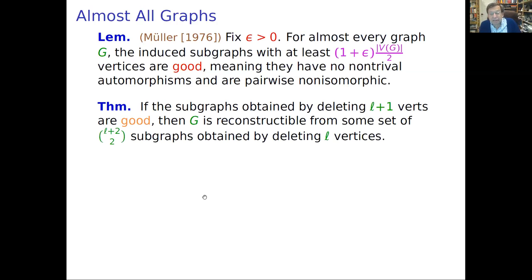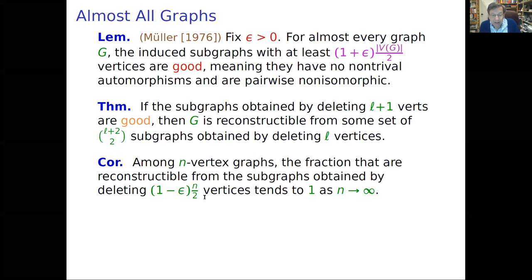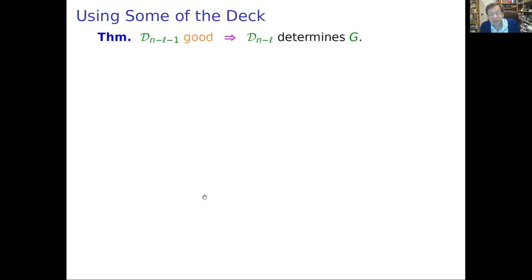So the theorem we prove is that if the subgraphs that you get by deleting L plus 1 vertices have this nice property, no non-trivial automorphisms and pairwise non-isomorphic, then G will be reconstructible from some set of just L plus 2 choose 2 subgraphs that are obtained by deleting L vertices. And the corollary then is that the fraction of n vertex graphs that will be reconstructible from the subgraphs obtained by deleting, again, almost half of the vertices will tend to 1 as n tends to infinity. So let me just sketch which cards in the deck we use to do this.